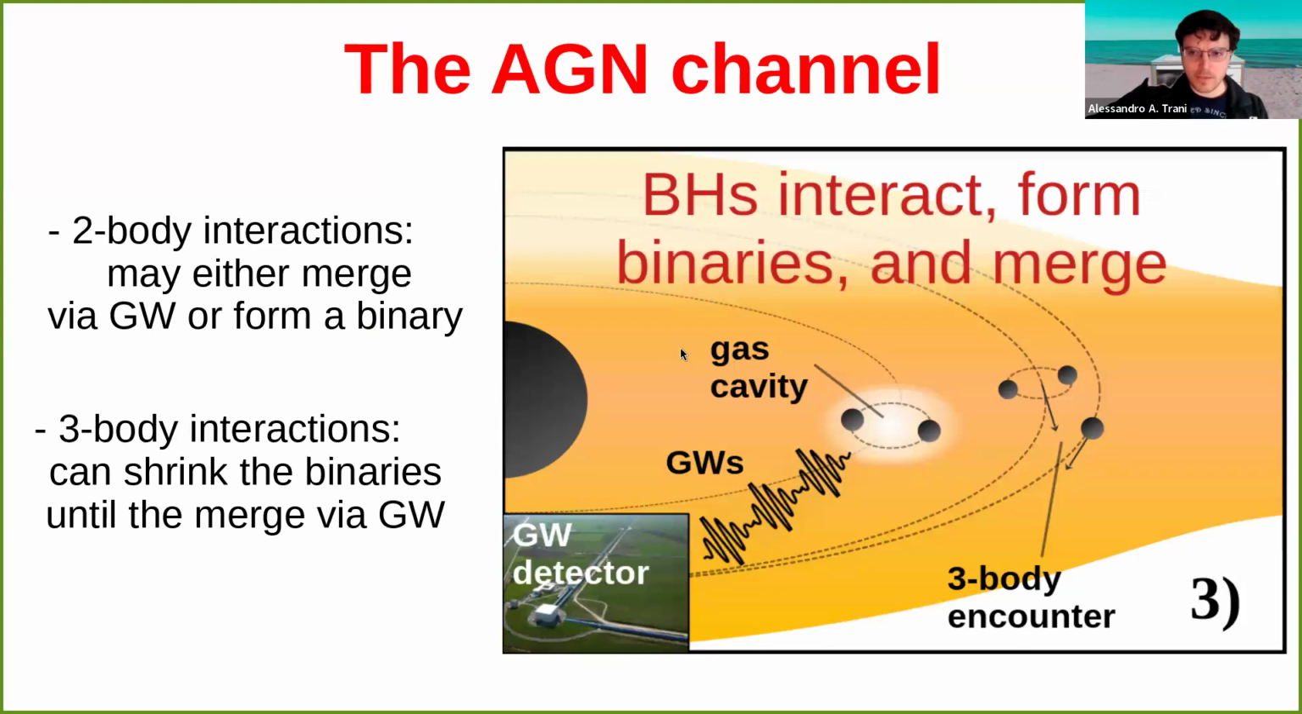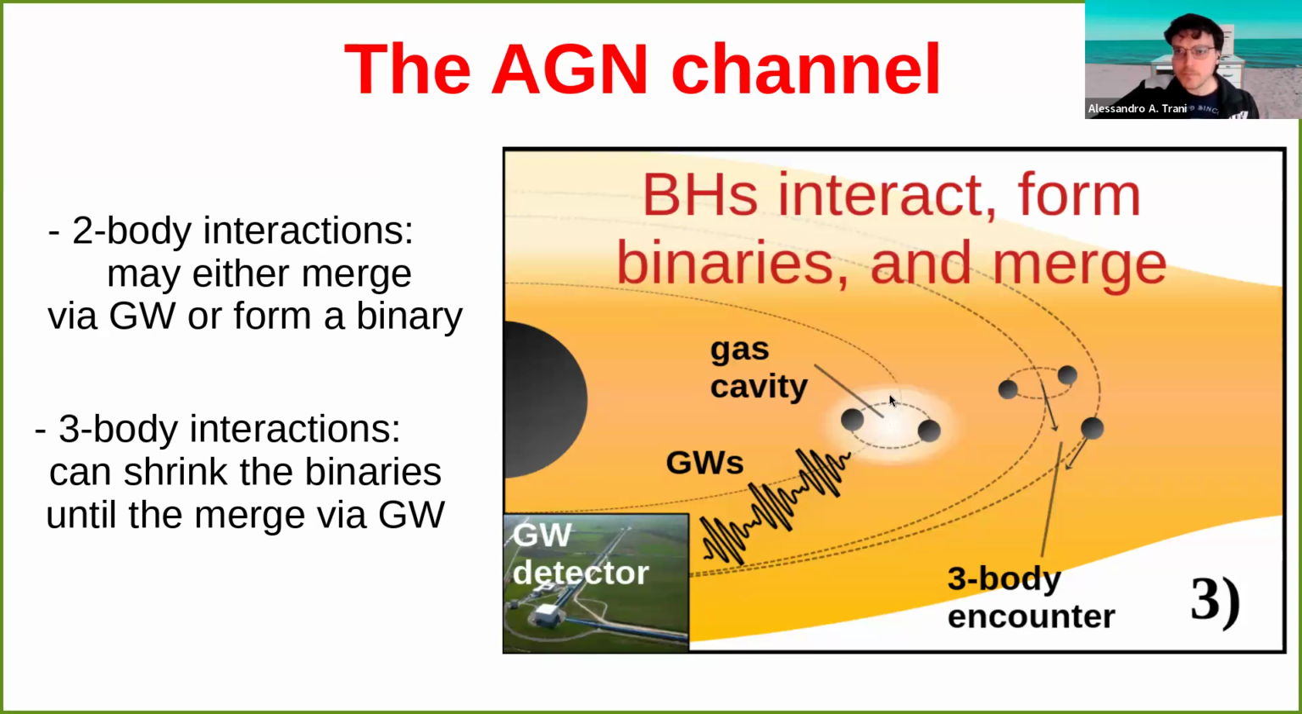Then if the black holes meet while they migrate, we can have two-body interactions within the disk. Black holes may merge, emitting gravitational waves, or form a long-lived binary. You can also have three-body interactions, for example if a formed binary meets a single black hole. This interaction will cause some black holes to merge and then possibly be detected on Earth.